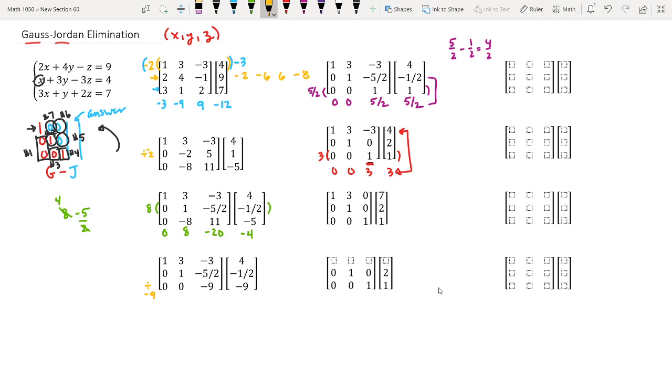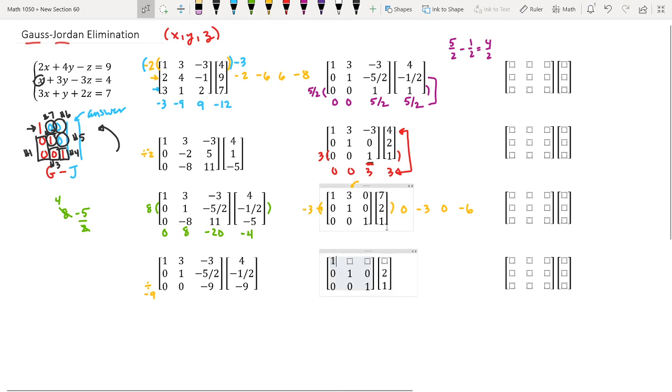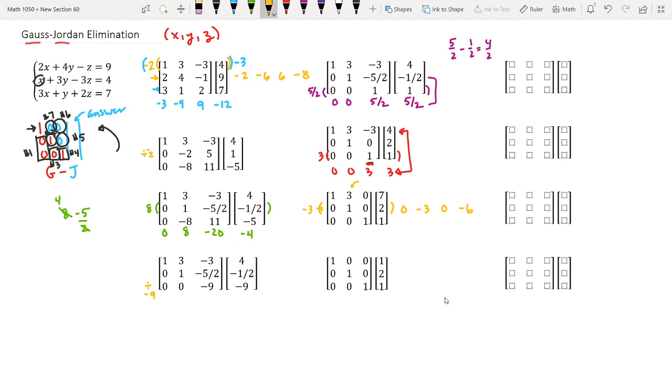Okay, so now I want to get rid of this 3. I'm going to use my y position, my second row, to do that. I'm going to times him by a -3 and then combine. So I have 0, -3, 0, -6. And then we'll add those two rows up. So 0 and 1 is 1, -3 and 3 is 0, 0 and 0 is still 0, and 7 minus 6 is 1.